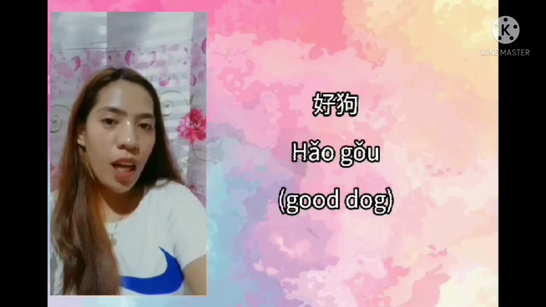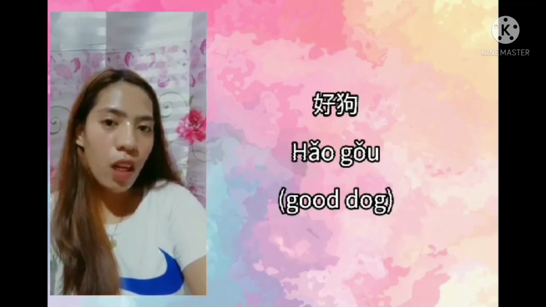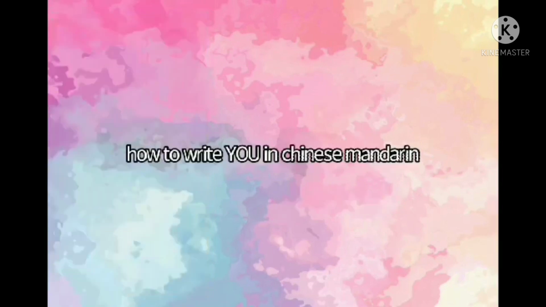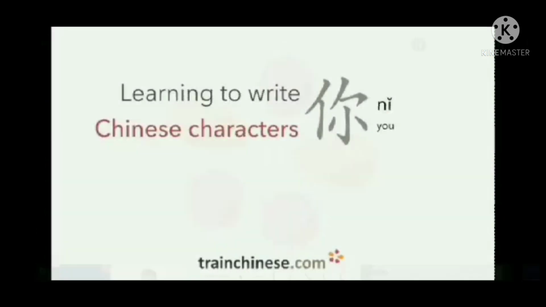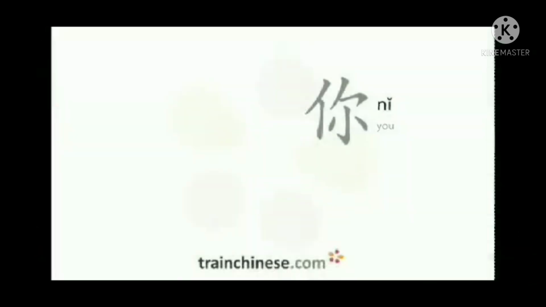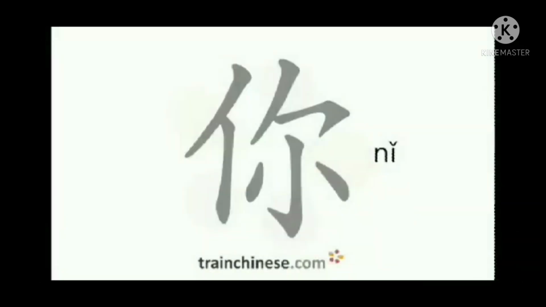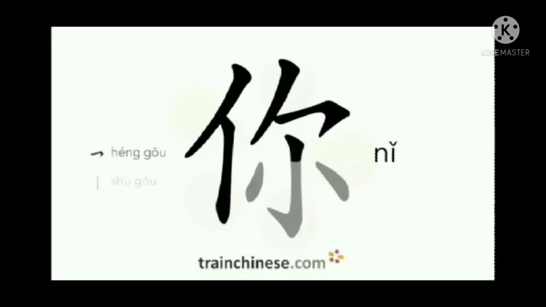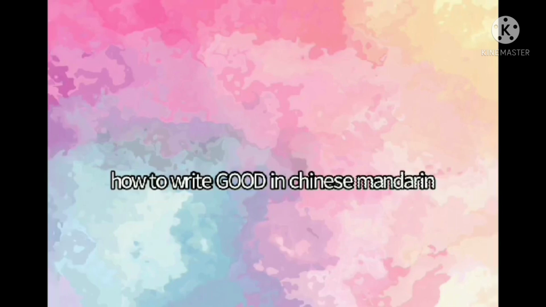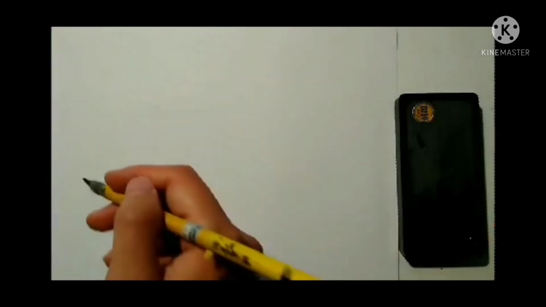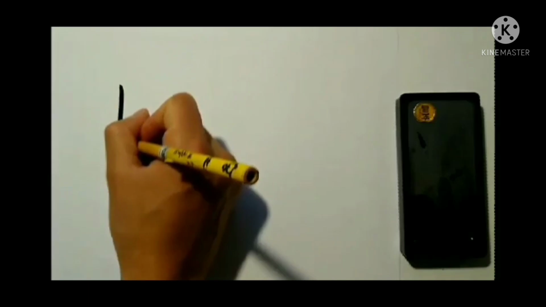For example, hao gou. It means good dog. A really important and common character. It's written with 7 strokes: 撇、横钩、竖钩、撇、点. This is how to write good in Chinese.